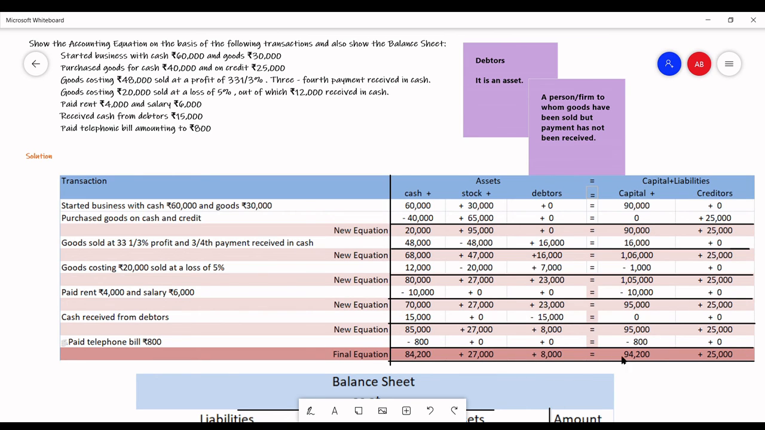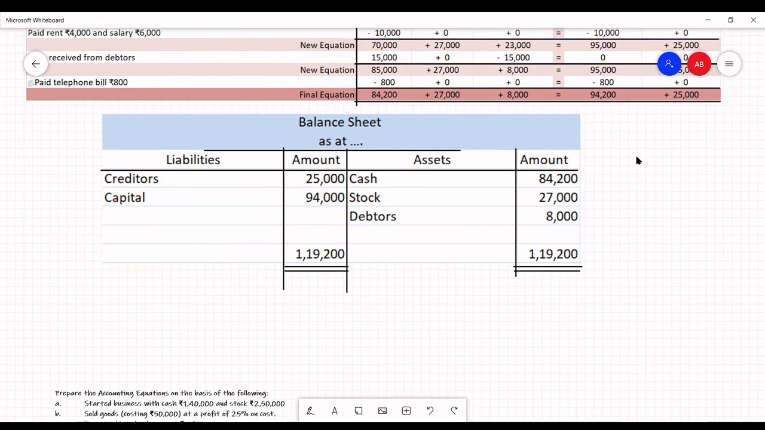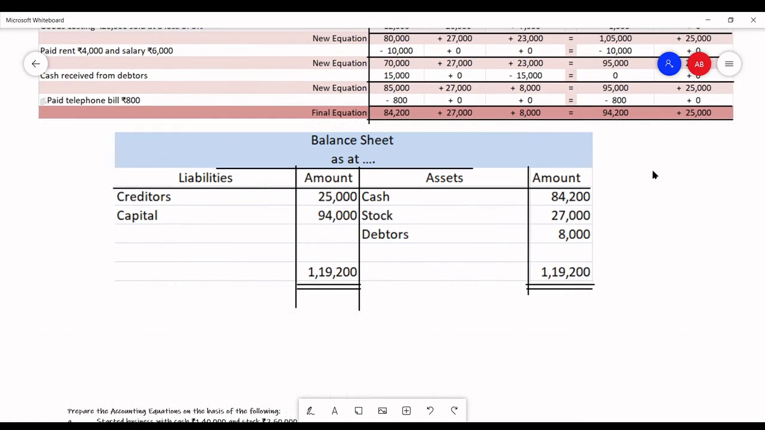Now, if you want to check whether your sum is correct or not, do the total of the left hand side, and if it's equal to the total on the right hand side, that is the capital plus creditors, be rest assured that your sum is correct. Now, the next part of the question was to prepare a balance sheet. So now, let's move on to the balance sheet of the problem. As you can see, in my final equation, this was my cash balance, this was stock, this is my debtor, this is my capital, and this is my creditor.